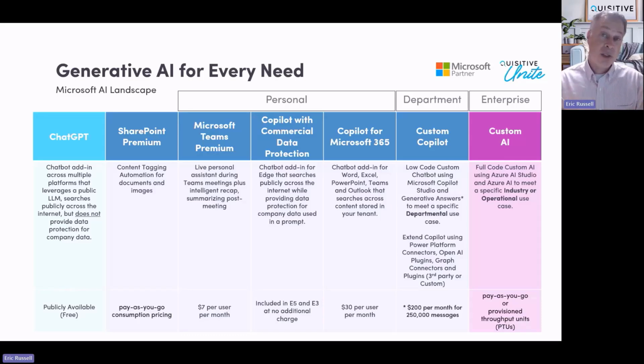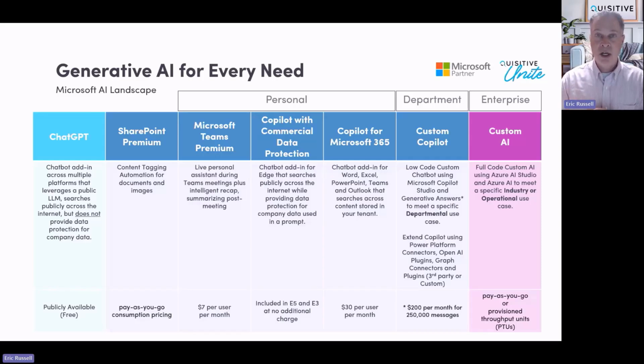So it is entirely possible that you can take the exact same question. You can ask Copilot with commercial data protection the answer to that question. It'll use the web to answer that question. But if you take that same prompt or same query and you ask Copilot for Microsoft 365, you'll get a more internal answer. It'll use company data that the individual has access to.